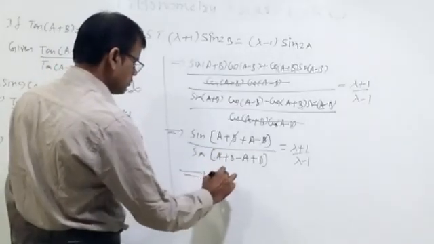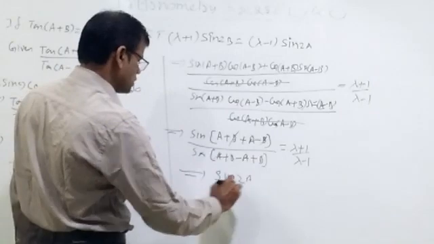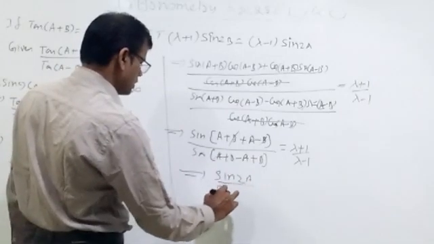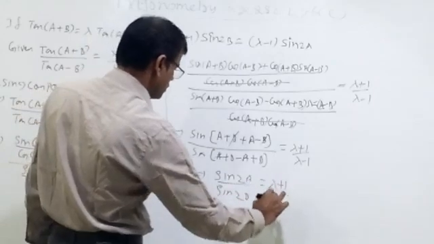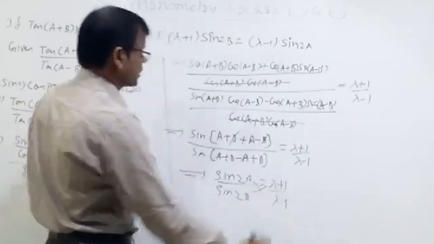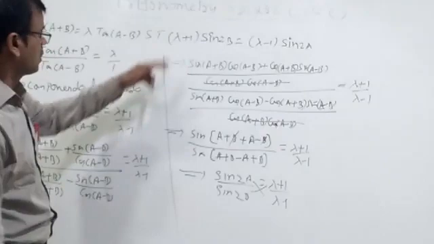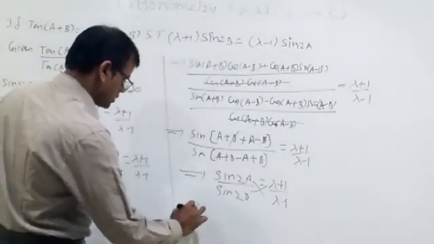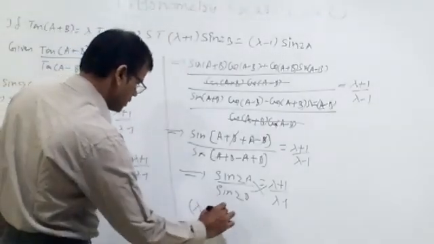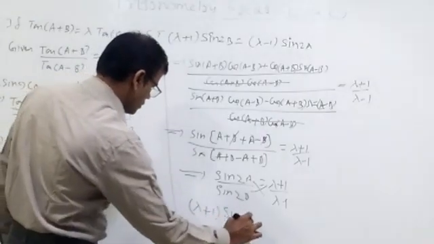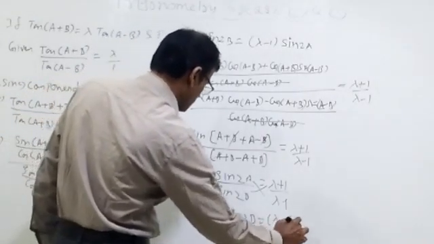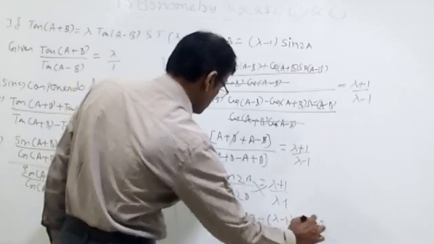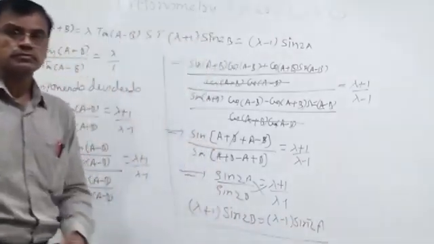So the numerator becomes sin 2a and the denominator becomes sin 2b, that is equal to (lambda plus 1) by (lambda minus 1). By taking cross multiplication, whatever answer was asked, we are getting it now. (Lambda plus 1) into sin 2b is equal to (lambda minus 1) into sin 2a. We got the answer.